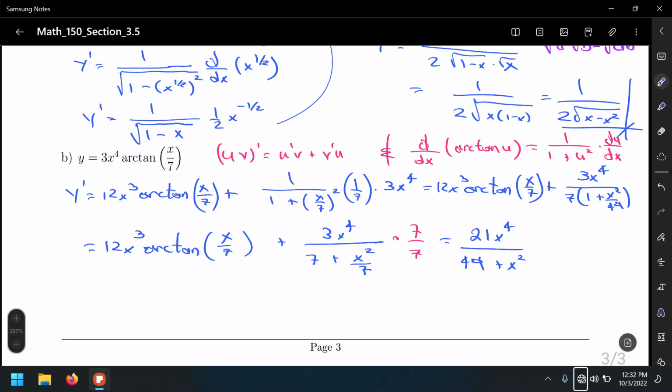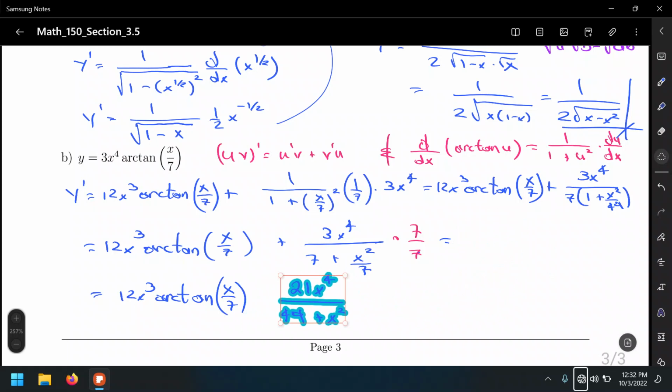Oh, hold on. Let me write it down. 12x cubed arctan of x over 7. What is this arctan? The inverse tangent function. Plus, and that's the final answer.